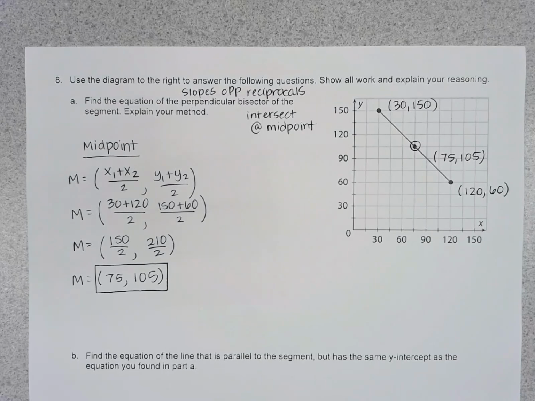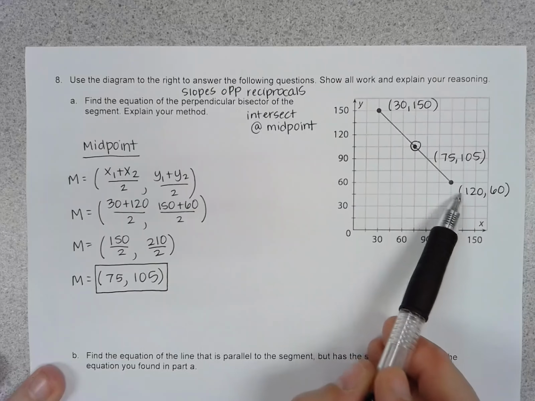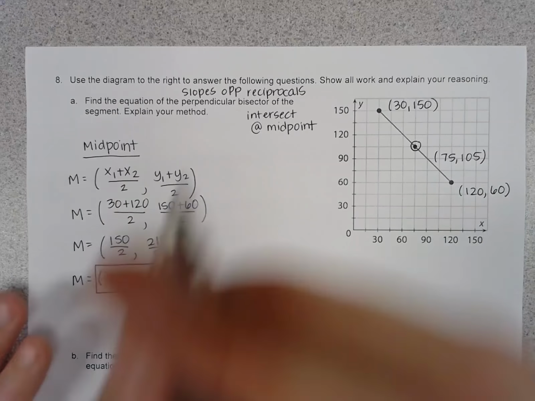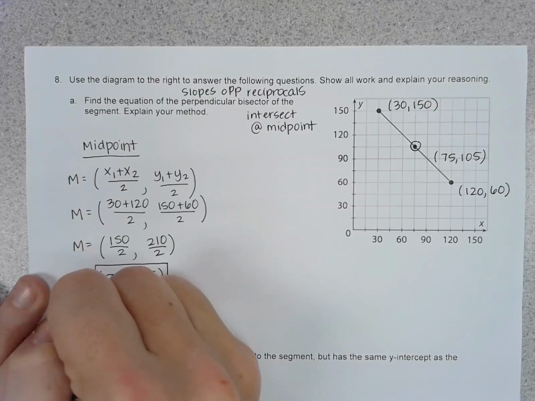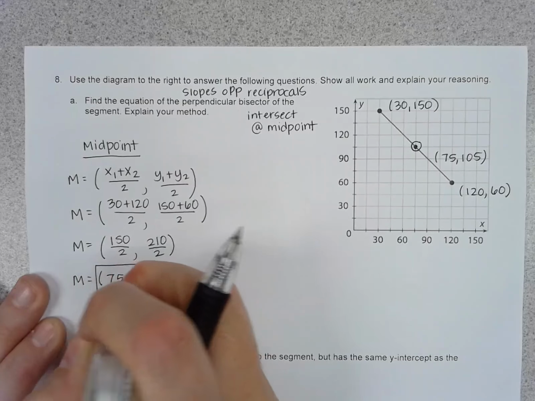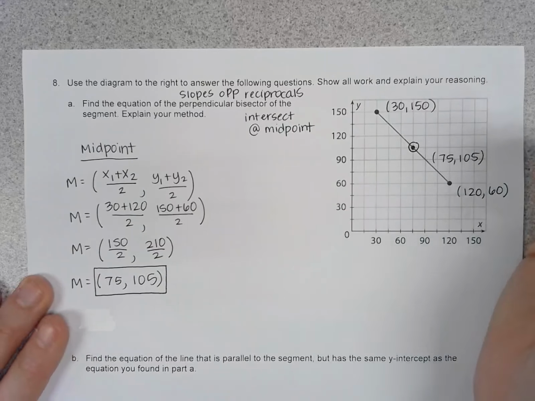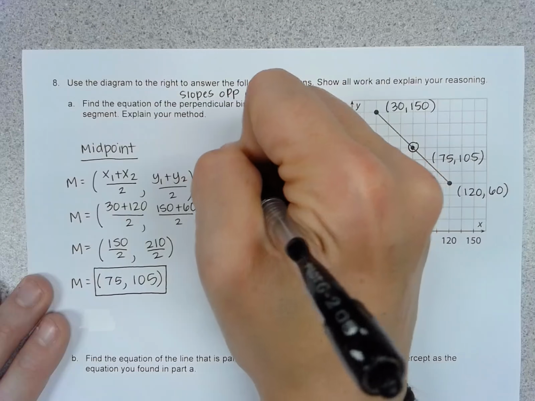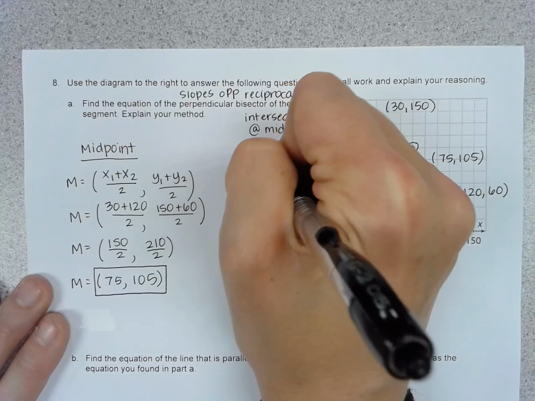So that's its location. But now I need to do two other things. I need to find the slope of this line, and then I need to ask myself, what would the slope of the line that's perpendicular to it be? So to find the slope of this line, I could use the slope formula. I could also just count the slope on the picture. So I could count how many it goes down and how many it goes across. But just to be consistent, I'll use the slope formula.